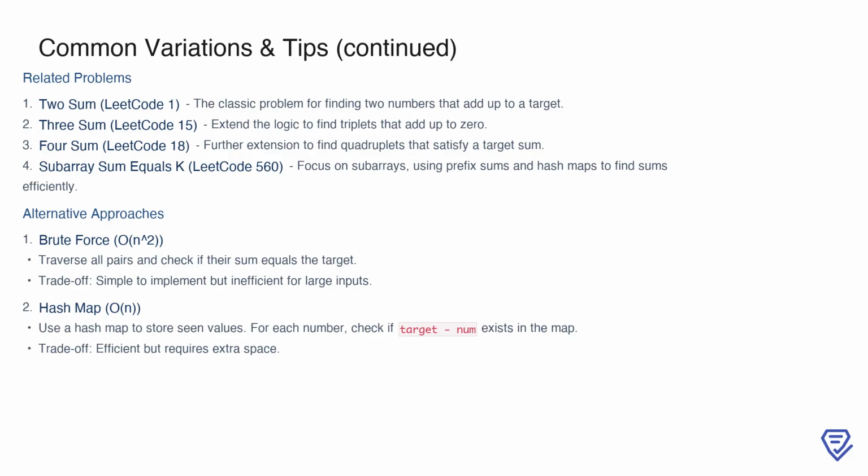When it comes to alternative approaches to solving pair sum problems, brute force is the most straightforward. This involves traversing all possible pairs and checking if their sum matches the target. While simple to implement, it's inefficient, with O(n squared) time complexity, making it impractical for larger datasets. A more efficient approach leverages hash maps to store seen values. As you iterate through the array, you check if the complement of the current number exists in the map. This solution runs in O(n) time, but the trade-off is that you need additional space to store the hash map.